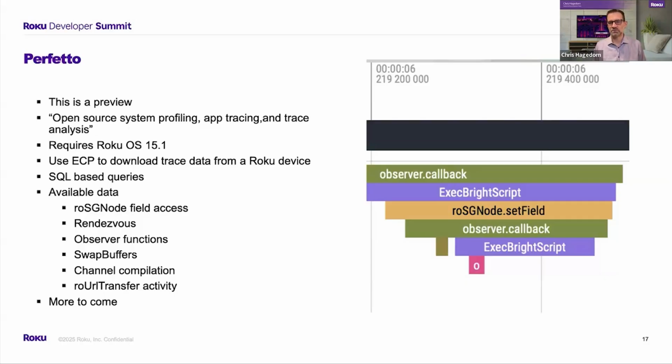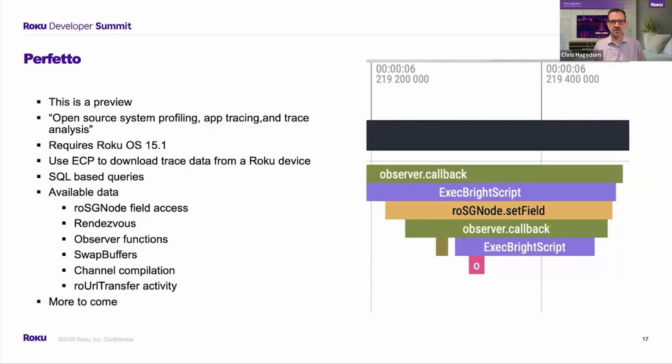Observer functions, similar, right? Observer functions in general run on the render thread, which means they block rendering. So if you're trying to render a channel at 60 frames a second, which should always be the ultimate goal, that means you have just over 16 milliseconds between each render to do whatever you need to do on the render thread. And so an observer function that runs longer than that will almost certainly start to drop frames. So knowing when your observer functions are running, how long they're taking is very powerful information for understanding where you could be making optimizations to your channel to improve frame rate.